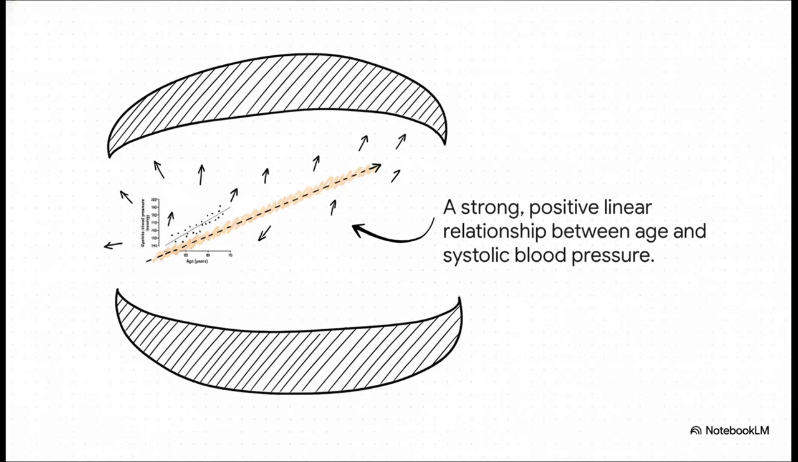And look, when the relationship is clean and straightforward, Pearson is fantastic. Take this, for example, the link between age and systolic blood pressure. You can almost just draw the straight line yourself, can't you? The data points are all clustered right around it. The relationship is strong and it's linear. In cases like this, Pearson is absolutely the right tool for the job.